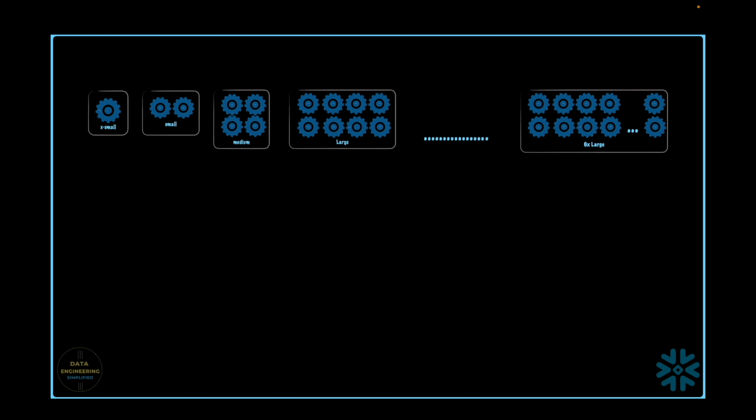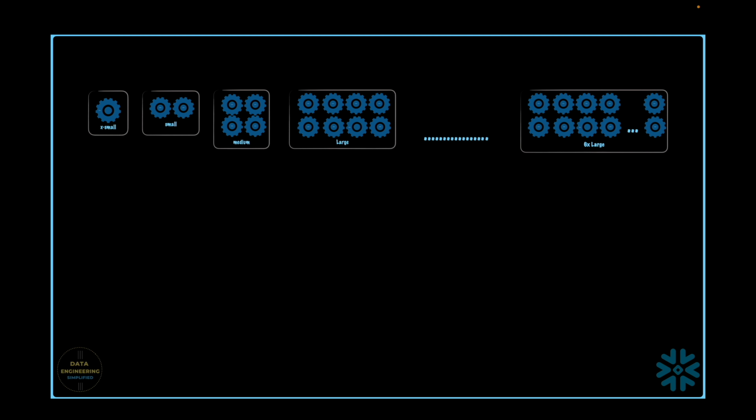Let's begin with fact number 6, and it's all about multi-cluster virtual warehouse. When we go for a larger virtual warehouse, the number of nodes increases as we change the size of compute. So extra small has just one node, the small warehouse has two nodes, and if I go further, 6X large cluster has 512 nodes.